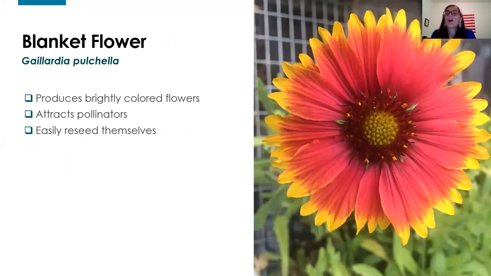Blanket flower, also one of my favorites. This is very seasonal, but it will get beautiful red, orange, yellow flowers that almost look like they were tie-dyed. This attracts lots of pollinators, and they pretty much reseed themselves, so they'll die back in the wintertime, but they will reseed, drop new seeds, and then in the summertime, you will have all new beautiful Indian blanket flowers.